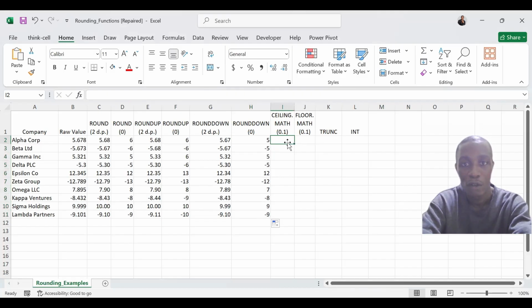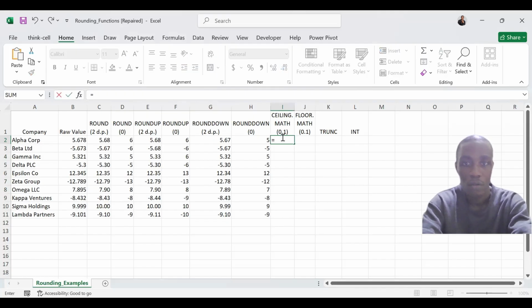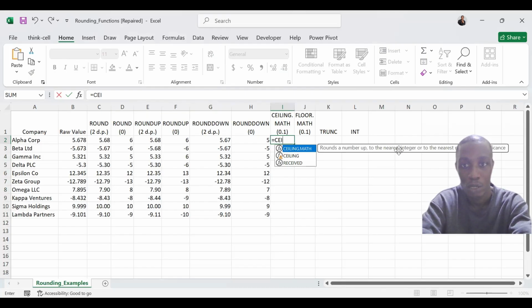Now for our ceiling and floor function, we are using decimals to round instead of the integers that we have for the round down, round up, and the round. So let's see what ceiling does. For ceiling, you can see it rounds a number up to the nearest integer. That's one thing we first need to pick up: it rounds a number up. Ceiling is up, floor is down. And then to the nearest integer or to the nearest multiple of significance.